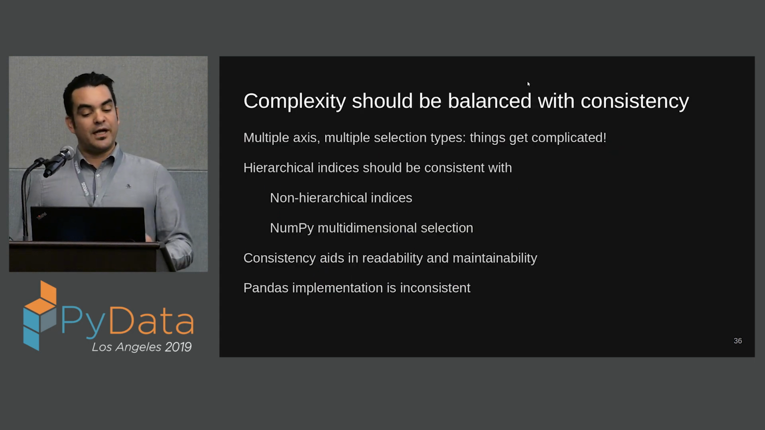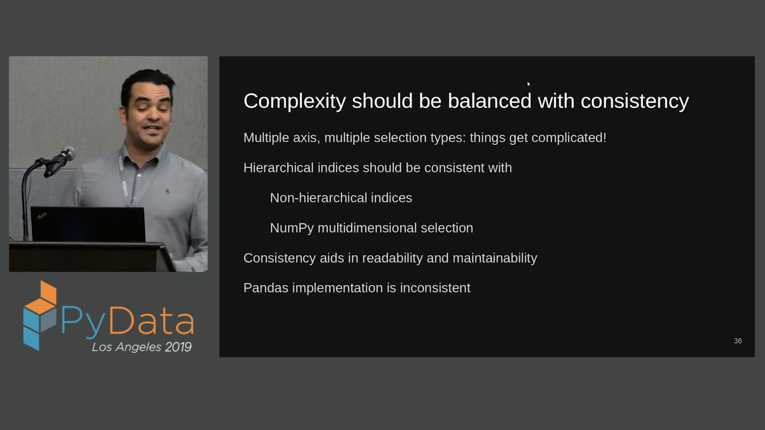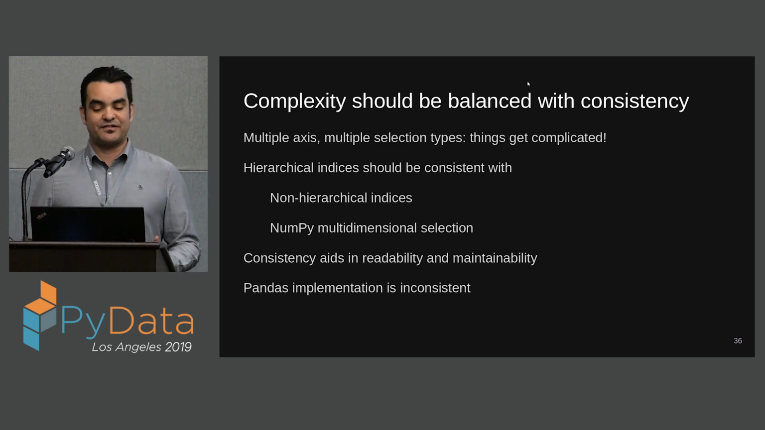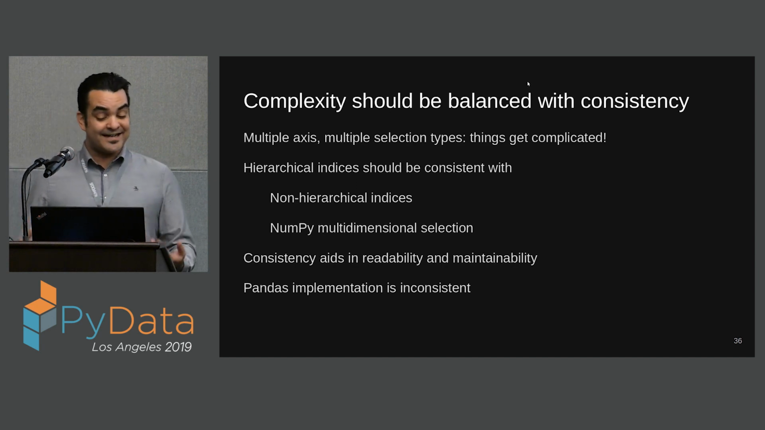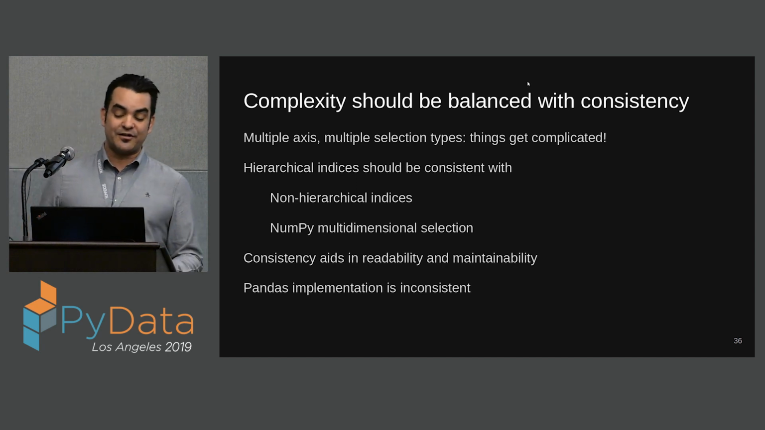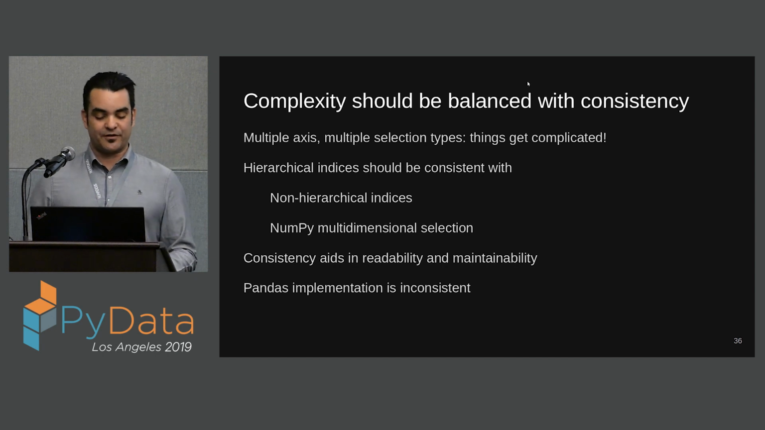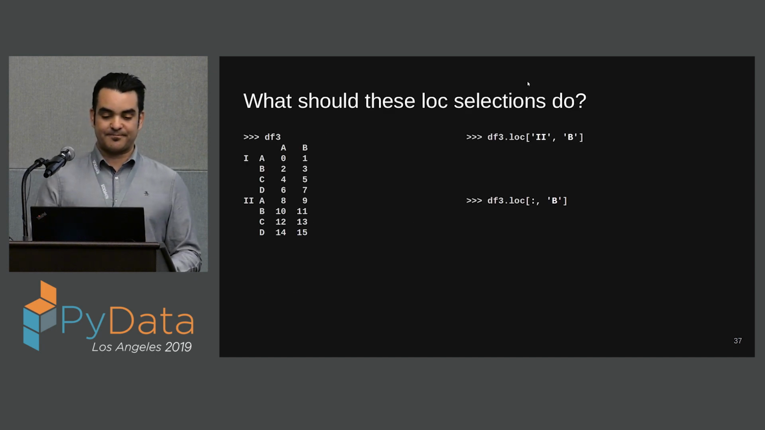Now, in general, I have a strong conviction that complexity should be balanced with consistency. As you can see, with these multiple axis, multiple selection types, things can get very complicated. We want our hierarchical indices to be consistent with non-hierarchical indices and NumPy selection methods. This consistency is important to me. My background is that of a software engineer more than a data scientist, so my concern overwhelmingly is in readability and maintainability of our code. And what I find is that the pandas implementation is not consistent.